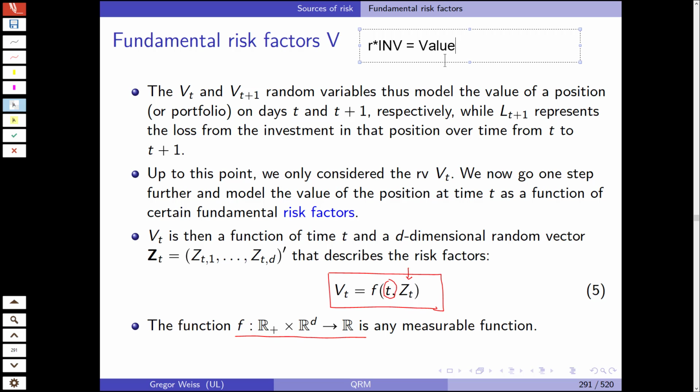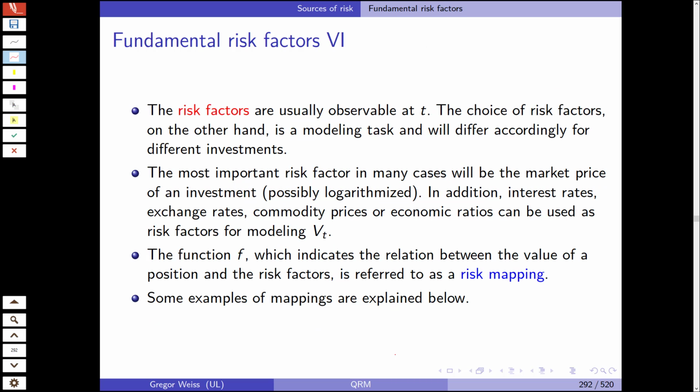Very simple. You can also say the future value is 1 plus r times the investment value. This is very simple, but if you look at options and other derivatives, this function f can of course be rather complicated. The risk factors are usually observable at t.